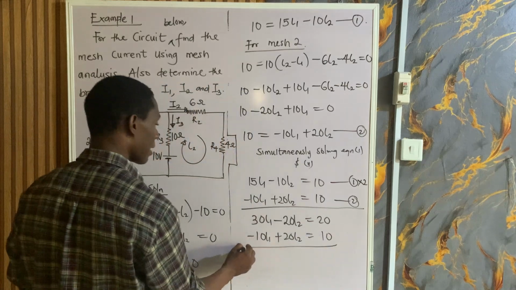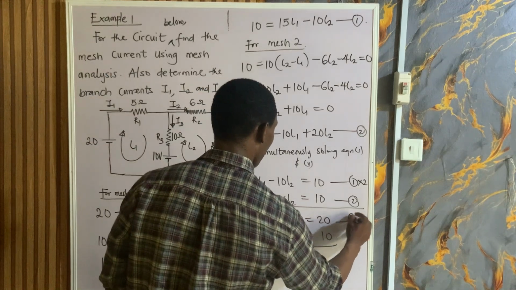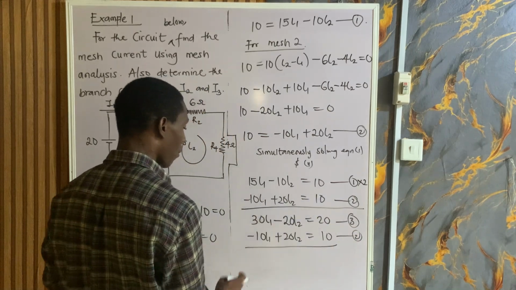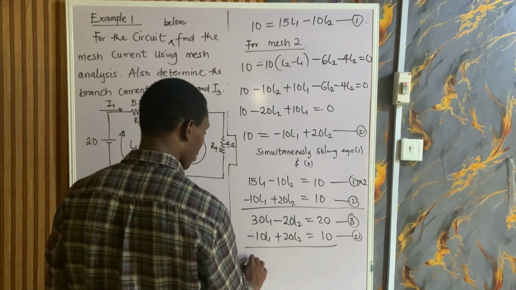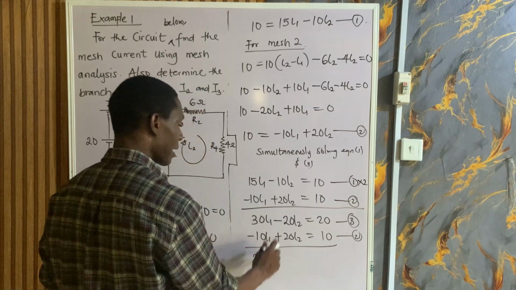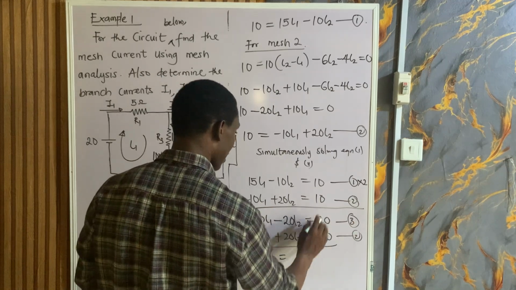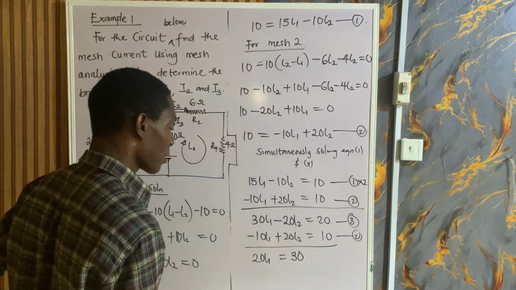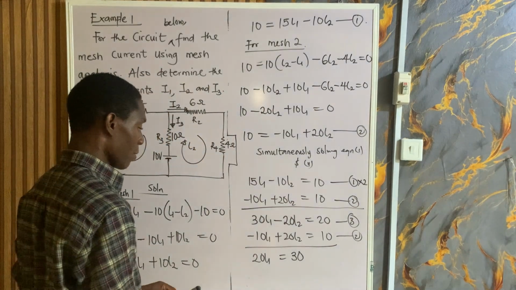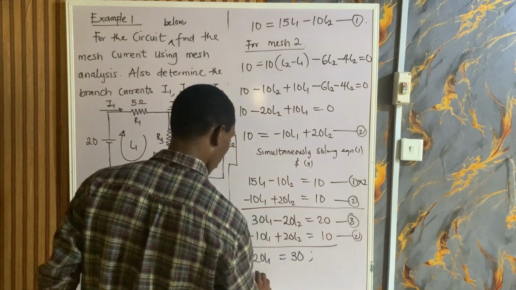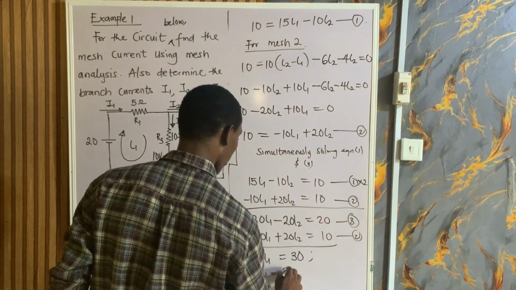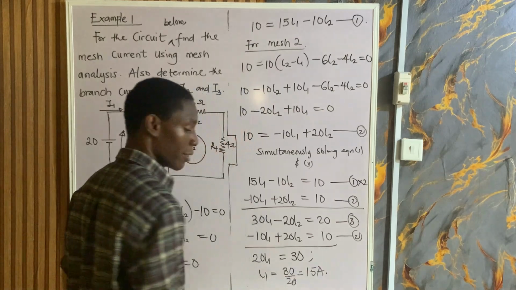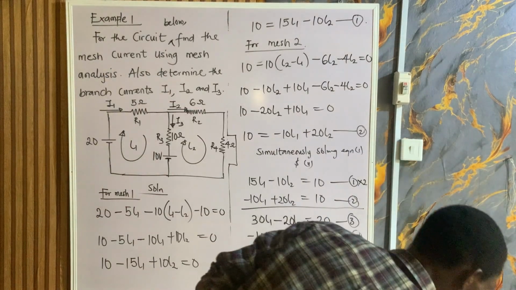So right here, this can be called equation 3 and this can be called equation 2, because equation 2 I didn't touch it. Now you can sum them up. This added to this will give us 20 I1 and then this added to this will be eliminated. Then 20 plus 10 will give us 30. And then from here, I assume we can get our I1 now. So I1 will simply be 30 over 20, which is 1.5 ampere. So we've gotten that now.